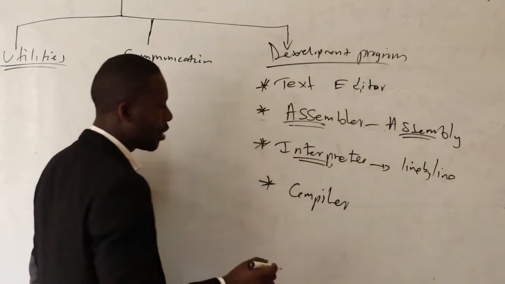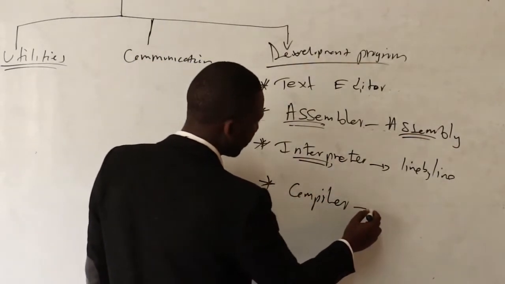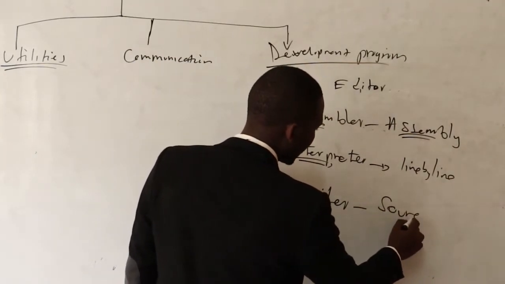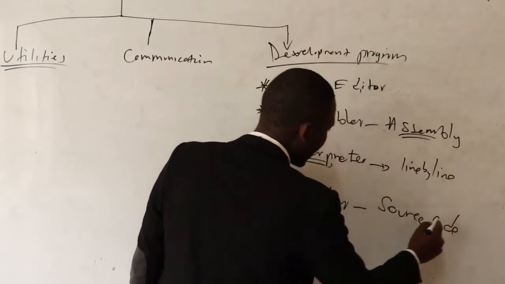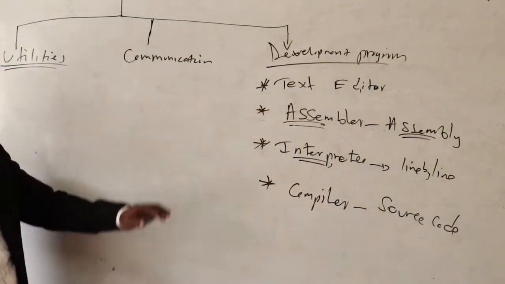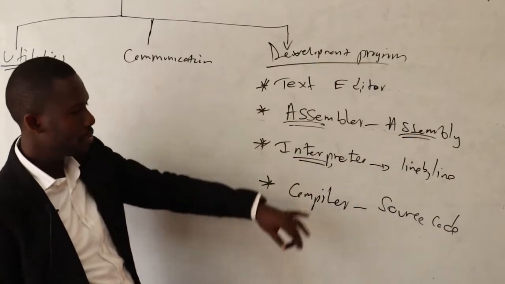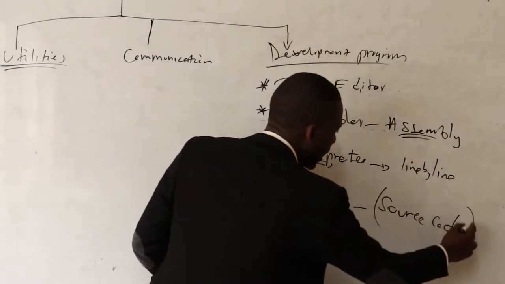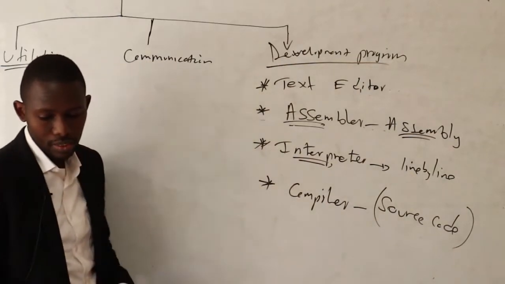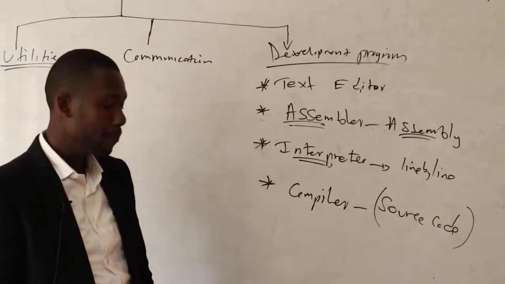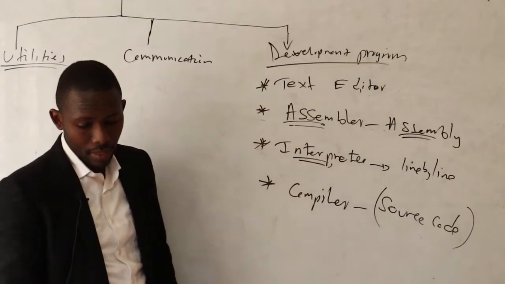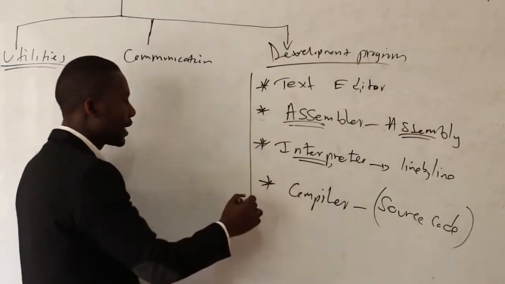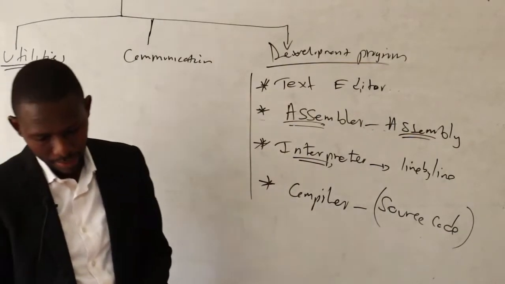The compiler awaits the programmer to type the entire source code. So you type the entire source code, and then it translates it at once from the human language to machine readable form. It compiles the entire source code and then translates it at once. Those are the three development applications that are needed by the programmer.